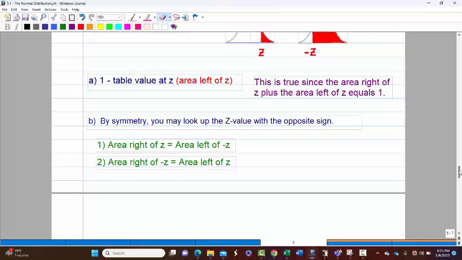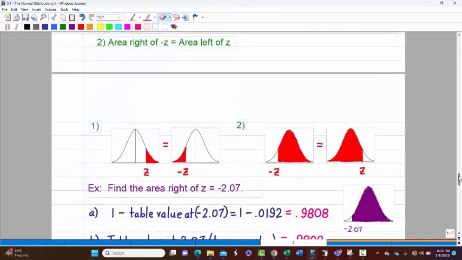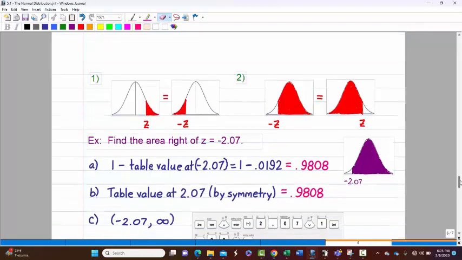The other way you can do this, if you're using the chart, is you can use symmetry, meaning that because the graph is perfectly symmetrical, the area to the right of a positive z would be exactly the same as the left of a negative z. So if the z is positive, you look up the negative number, and that would be the answer, either way. I see once again here, the area to the right of a negative z is the same as the area less than a positive z.